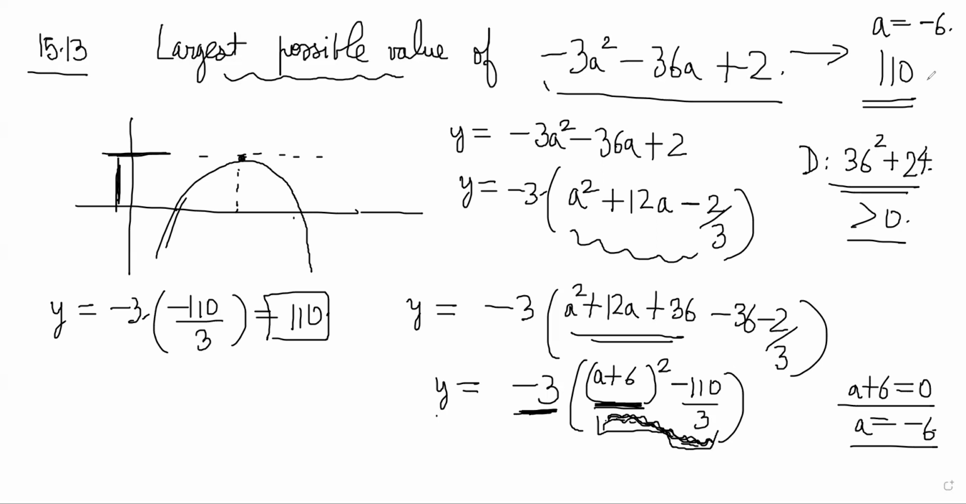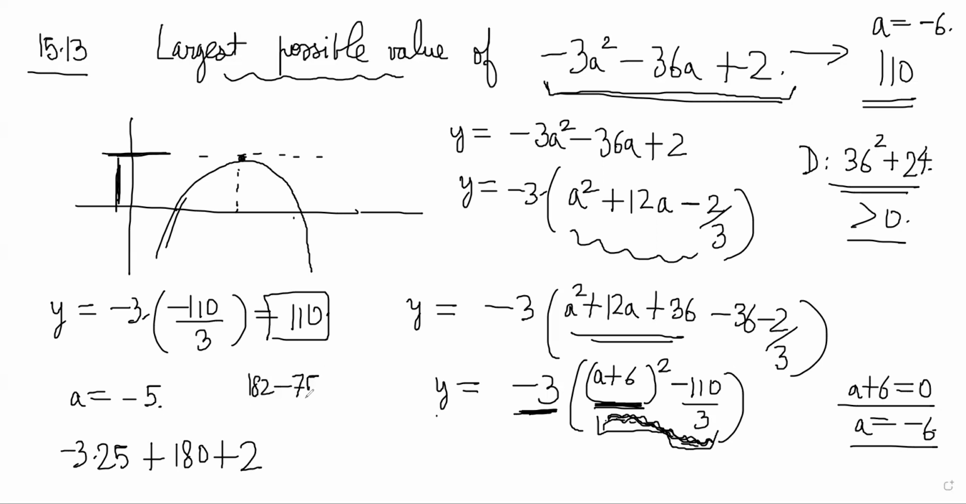Do you understand what is happening? Yeah, I understood. You can now check any other value of a. You will never get a value bigger than 110. You can check whatever value you can try. Let's try a is equal to -5. You will get -3 into 25 plus 180 plus 2. You're getting 182 minus 75. That is 107, which is still less than 110.